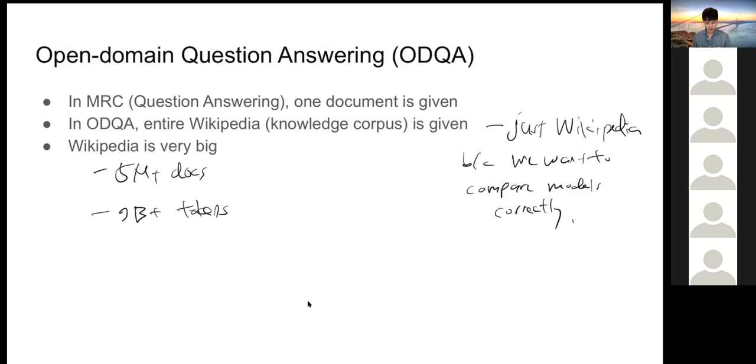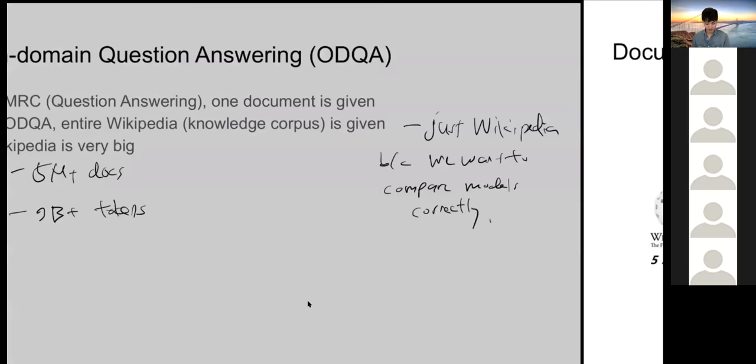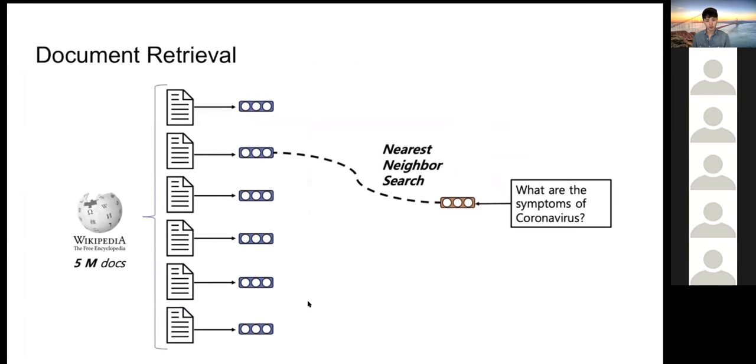So realistically, in order to approach ODQA problems, there are several approaches, but the dominant approach that has been there for a long time is that you somehow retrieve relevant documents. This is also called search. And I think many of you are familiar with what search is, because we are using that every day. If you go to Google, and then you search something, then you see a few documents that are relevant to your query.